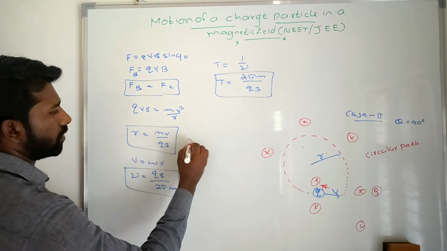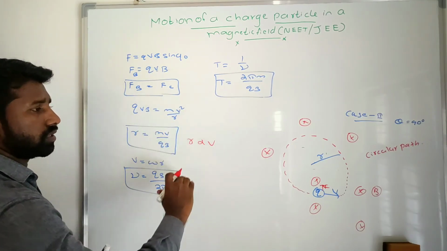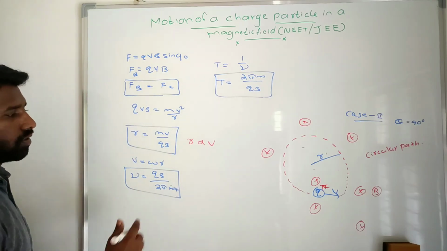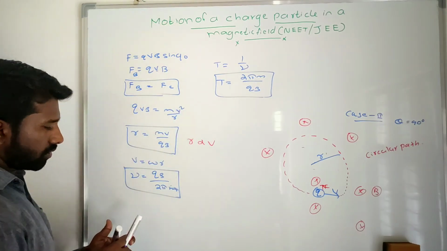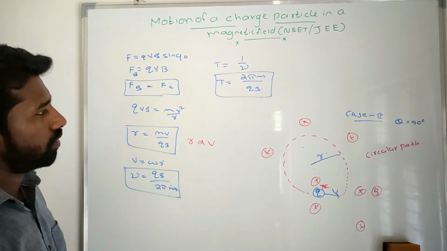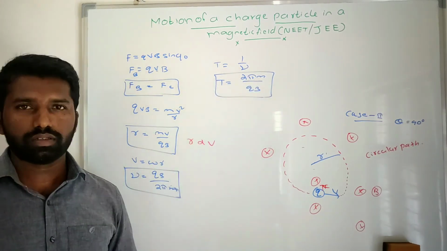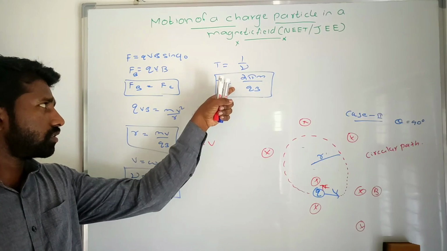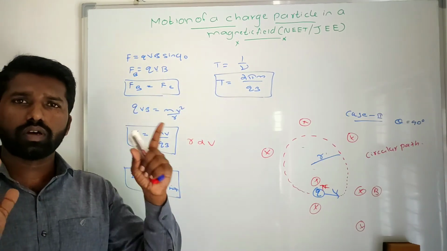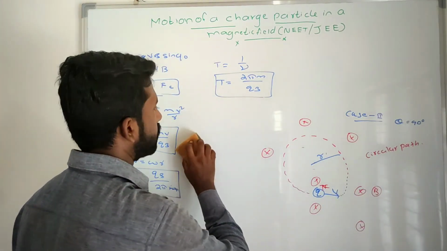Here you see that the radius is directly proportional to velocity. That means as velocity increases, the radius of the path increases. Clear? Okay. Next, these are the formulas you have to remember in this second case: the time period formula, the radius formula, the frequency formula, this concept, everything you have to keep in your mind. Okay. This is the second case. Next we will see the third case.